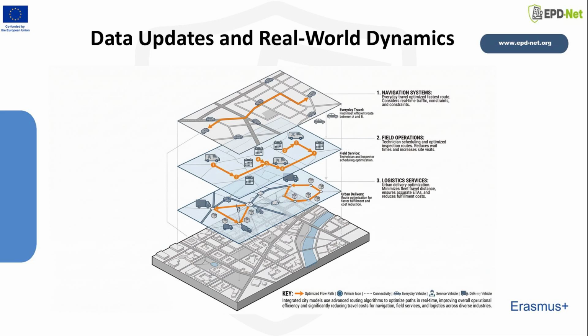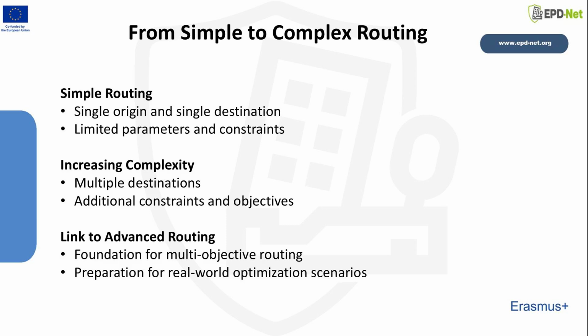Routing problems often start with simple scenarios involving a single origin and a single destination. In these cases, routing decisions are based on a limited number of parameters, such as time or distance, and involve minimal constraints. As routing scenarios become more complex, additional elements are introduced. These may include multiple destinations, various constraints, and different optimization objectives. Each added factor increases the complexity of the routing problem and requires more advanced analysis.